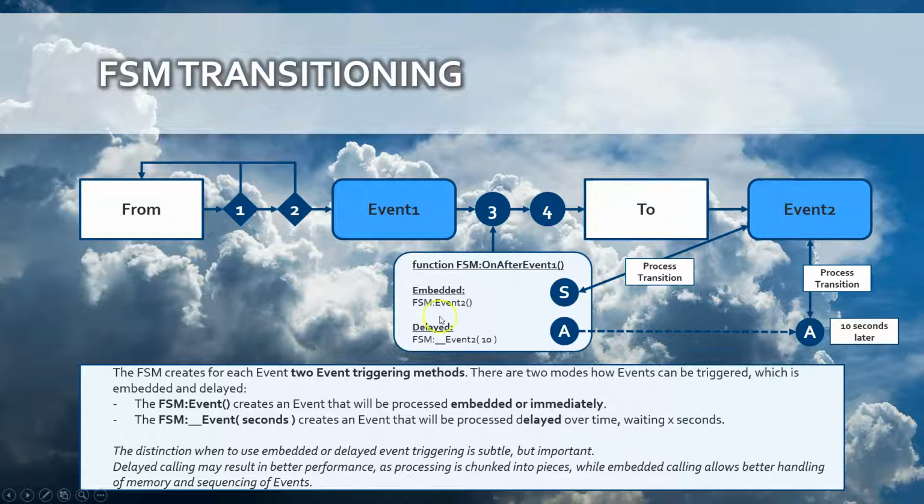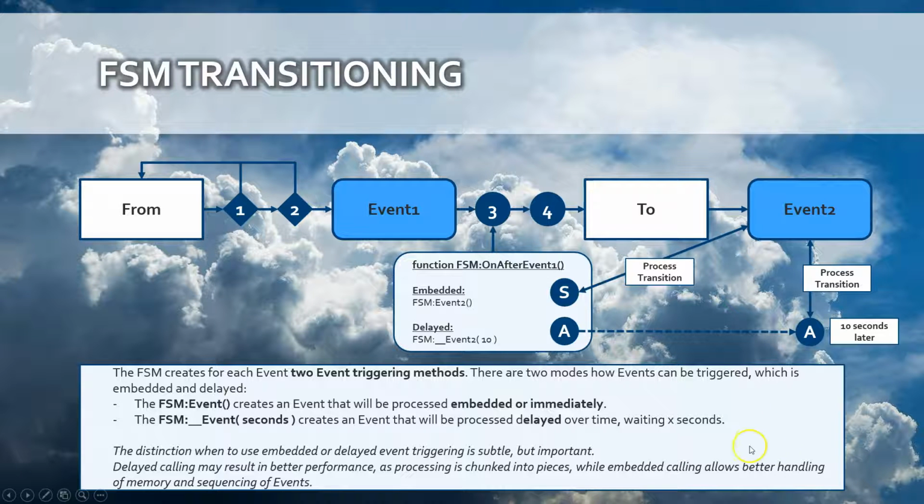It's just the finite state machine, double point, and then use the name of the event that has been defined within the rules. You can even add optional parameters, or you can call the event delayed, which works the same way. It's finite state machine, double point, and then two underscores and then the name of the event, and then between brackets the first parameter will always have to be the amount of seconds that will be waited until the event transitioning will be executed.